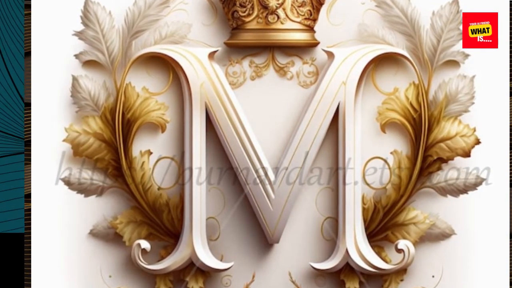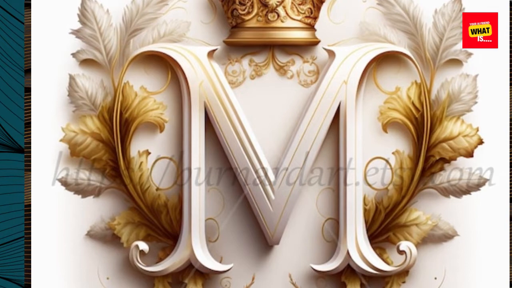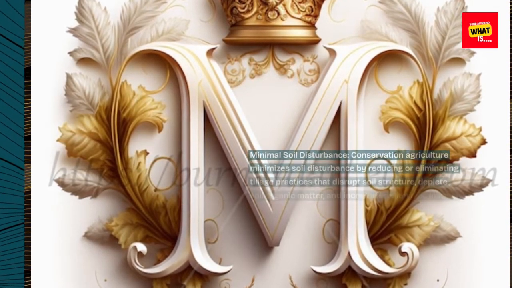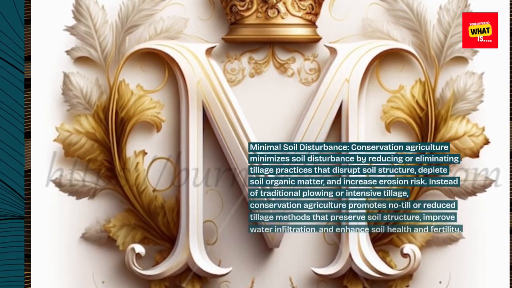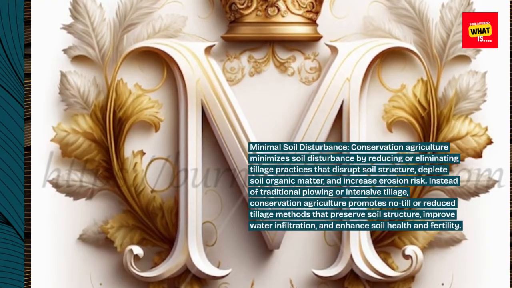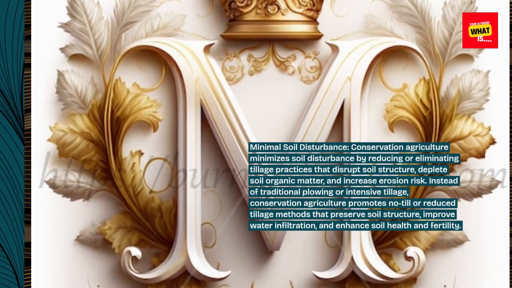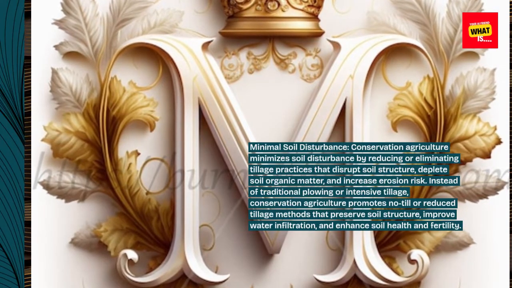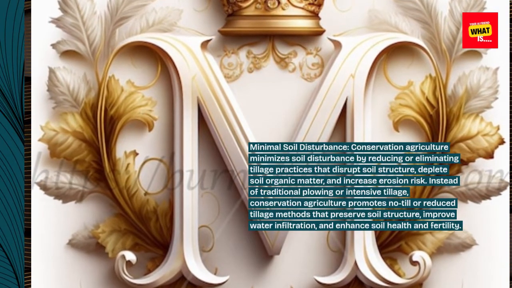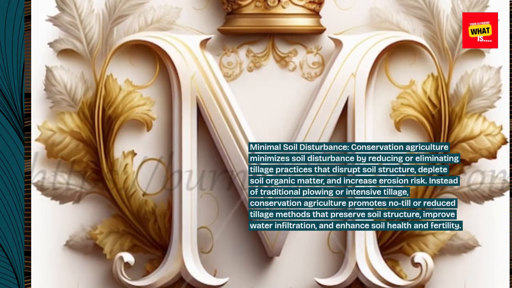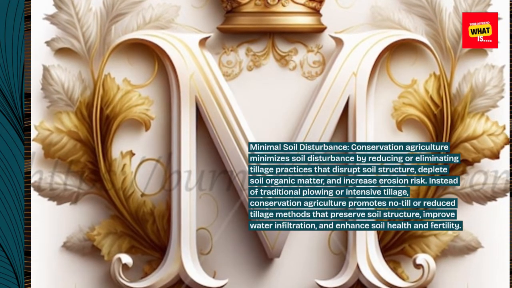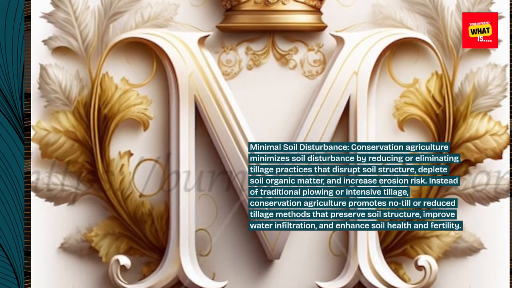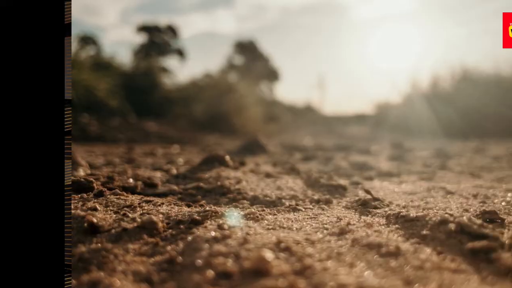Minimal soil disturbance. Conservation agriculture minimizes soil disturbance by reducing or eliminating tillage practices that disrupt soil structure, deplete soil organic matter, and increase erosion risk. Instead of traditional plowing or intensive tillage, conservation agriculture promotes no-till or reduced tillage methods that preserve soil structure, improve water infiltration, and enhance soil health and fertility.